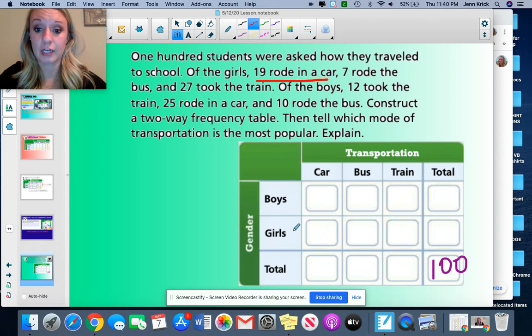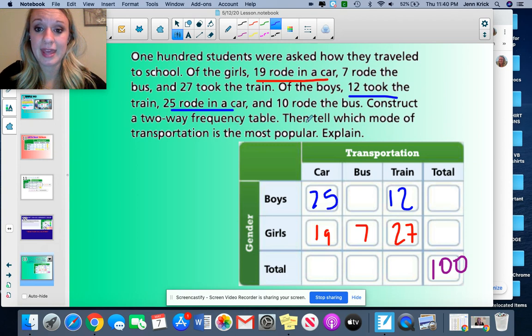19 rode in a car. So for girls, I'm going to go to 19 rode in a car. 7 rode the bus, and 27 took the train. Then it said for the boys, 12 took the train, 25 rode in a car, and 10 rode the bus.